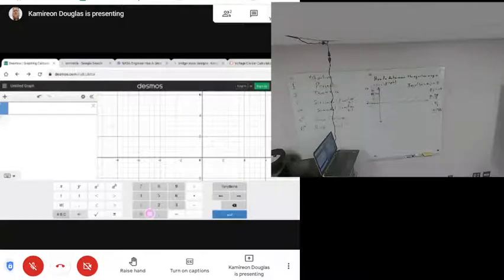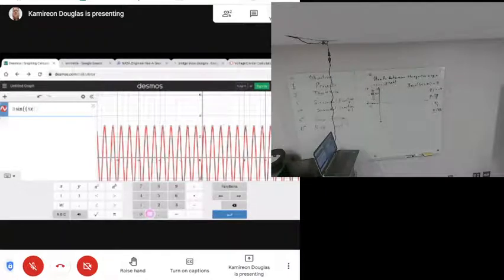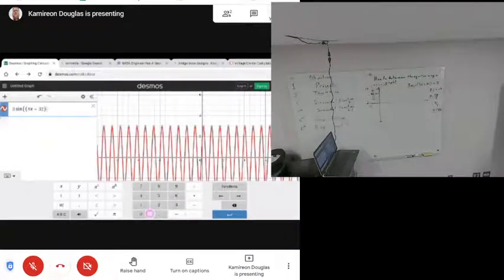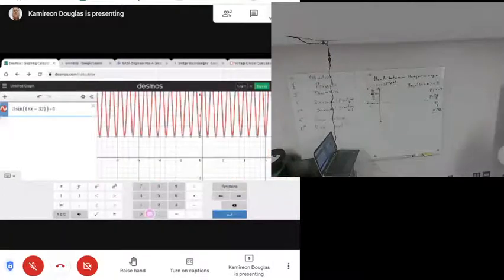I'm going to graph my function, which is 3 sine of 8x plus 32, plus 5. Yeah, it looks about right.